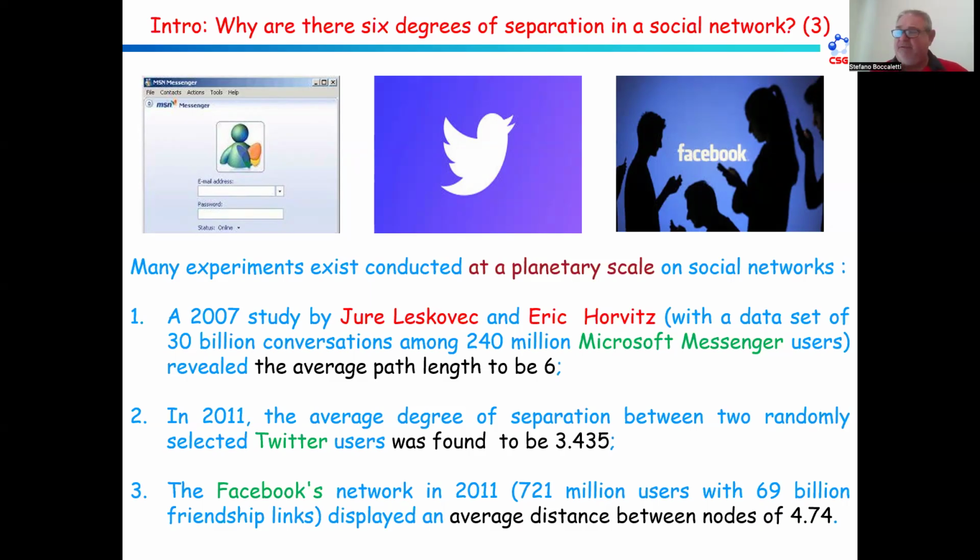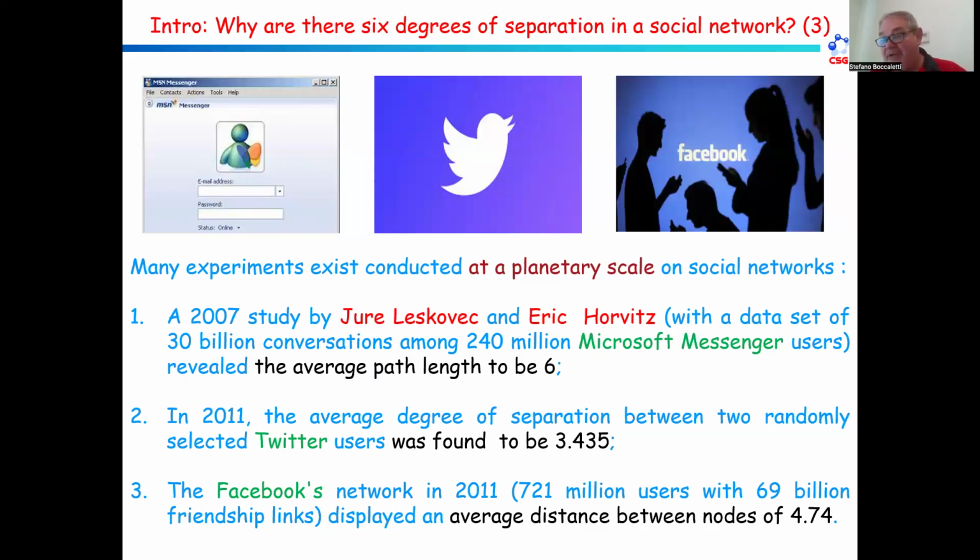Finally, Facebook. Facebook is today the third nation in the world after India and China. There is Facebook with about 1 billion users. In 2011, the users were 721 million, and the number of links was 69 billion. So again, this is a tremendously huge network. You could analyze this, and once again, you can find that the average distance between the nodes is smaller than 6.